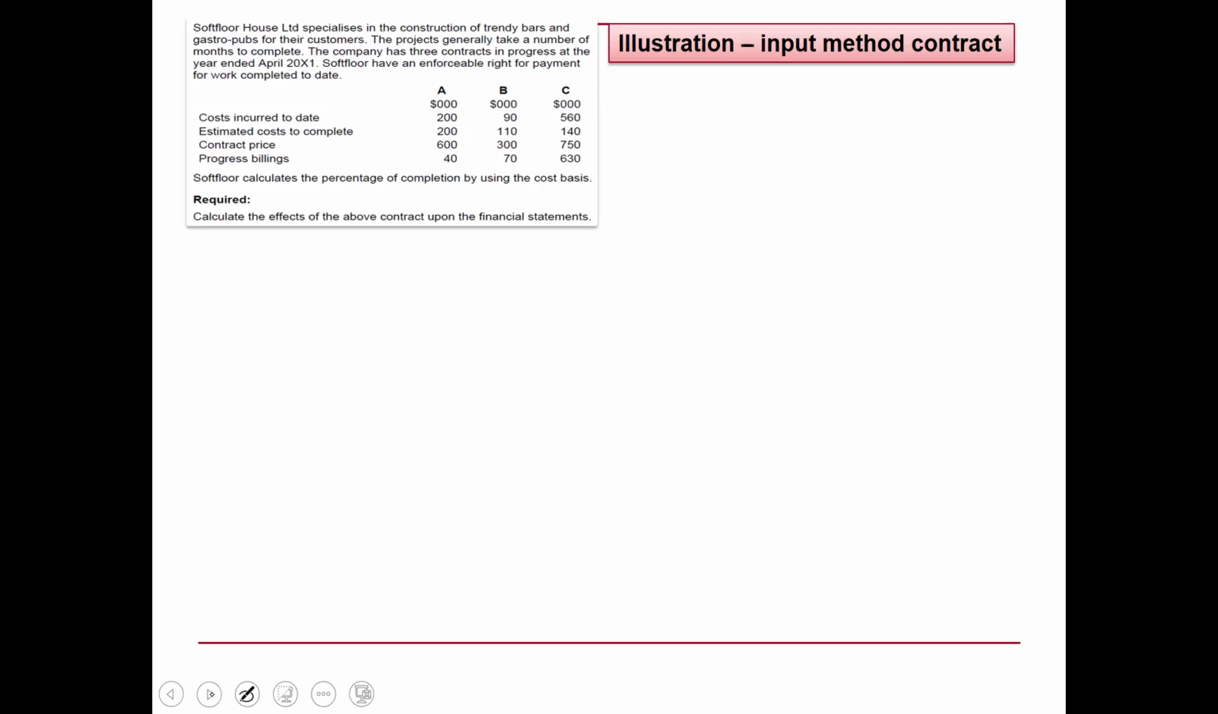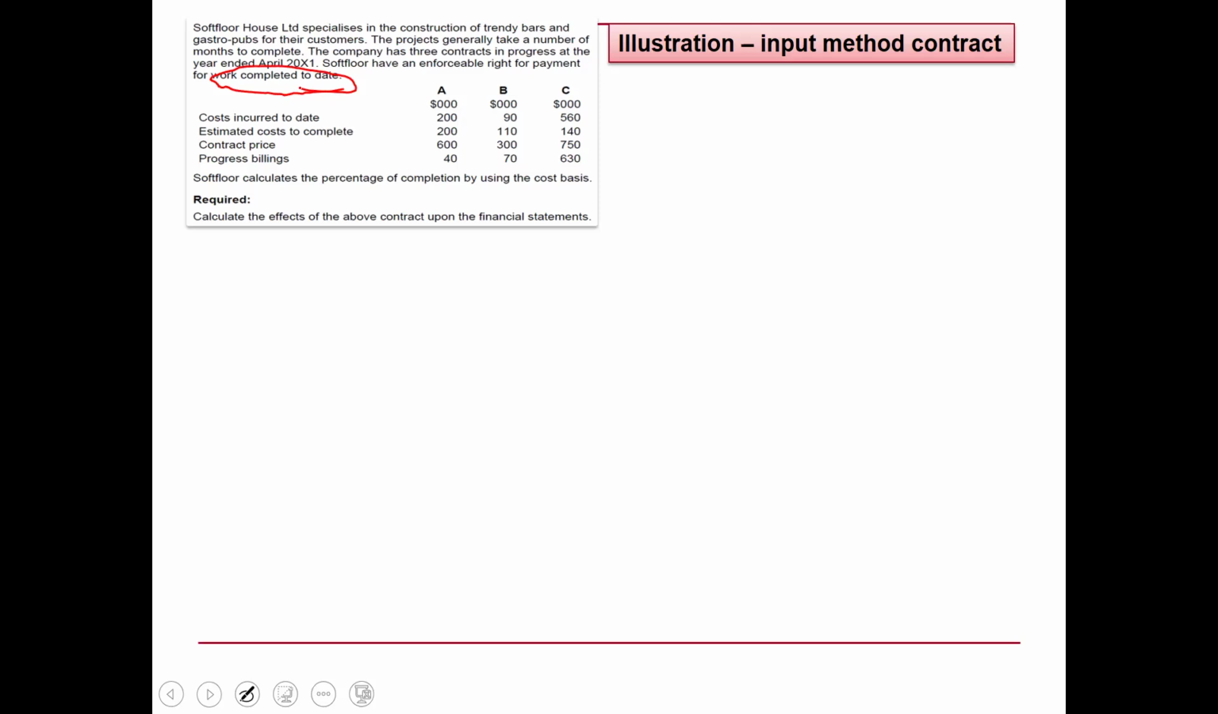Softmore House Limited specializes in the construction of train bars and gastropubs for their customers. The projects generally take a number of months to complete. The company has 3 contracts in progress in the year ended April 2021. They have an enforceable right for payment for work completed to date. So if we are told that we receive payments for work completed to date, it means we are using things that we would already have done, work that we have already done.